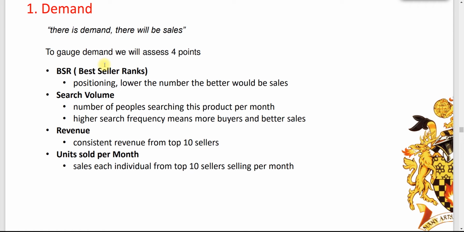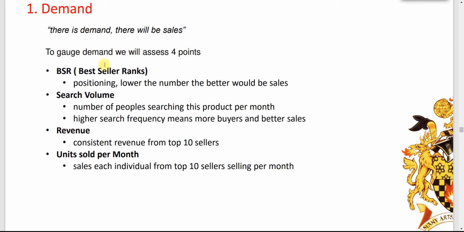I will make a separate short video explaining the BSR, best seller rank, and how it is allotted to any listing. But BSR is an indicator for the demand. The lower the BSR, the higher the demand. Next is search volume, the number of people searching this product per month. Higher search frequency means more buyers and better sales.